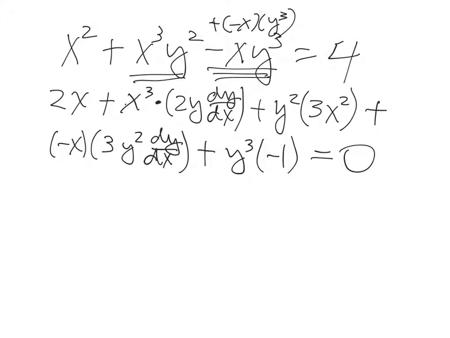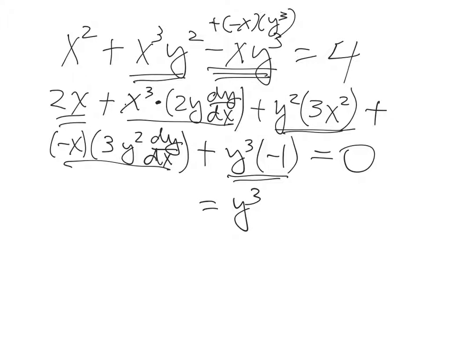Okay. Now to solve for dy by dx, again we have to look at which terms have the dy by dx. Everything else needs to be moved to the other side. And it looks like we'll add y cubed and then subtract these other two terms. So plus y cubed minus 2x minus 3x squared y squared.